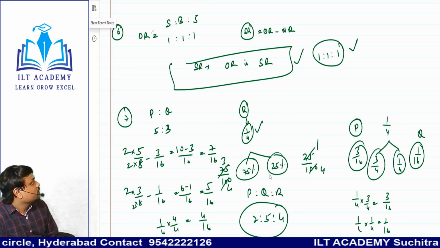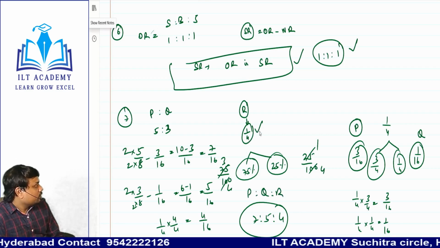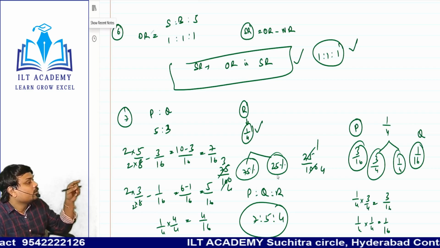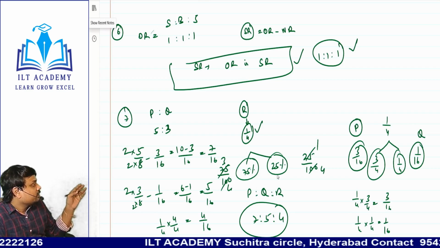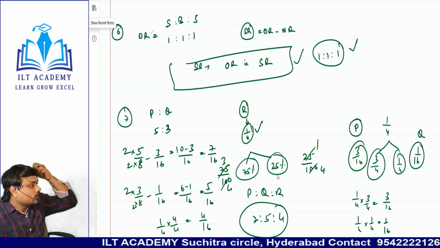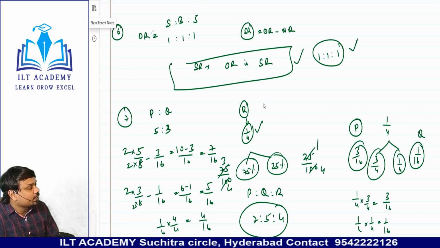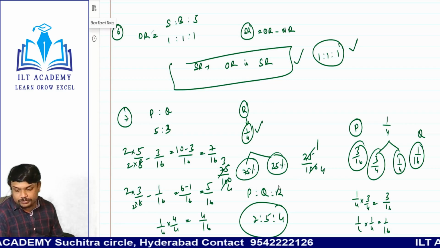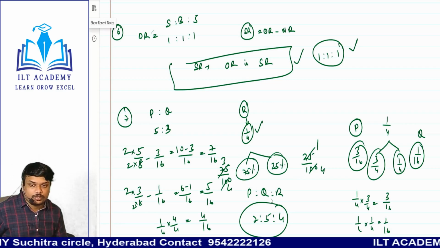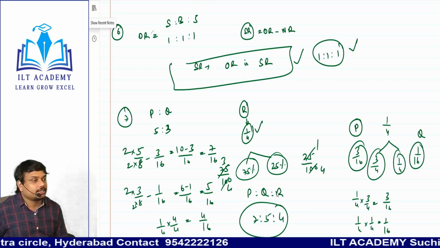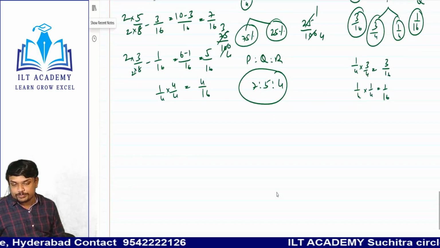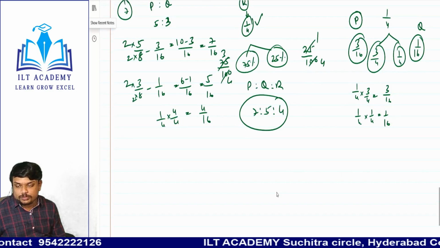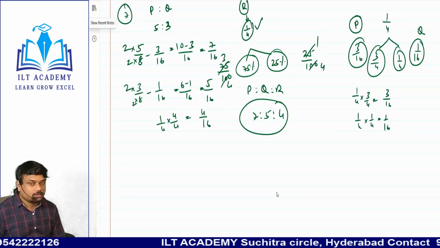Any doubts? Clear? Understood? Did not understand? 75% and 25%, you can even make it a 3:1 ratio. 25 threes are 75, 25 ones are 25. Cancel this and you can also write the 3:1 ratio. Same to same. Got it? Any doubts? Note down.